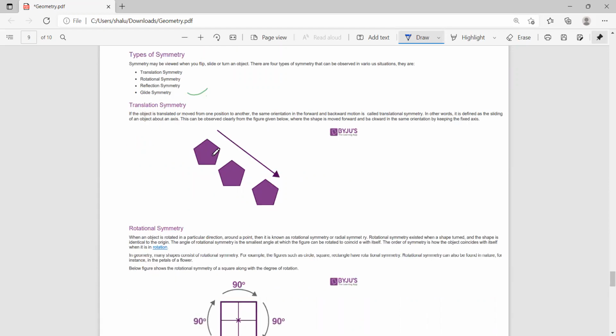So let's first see translation symmetry. If an object is translated or moved from one position to another, with the same orientation in the forward and backward motion, it is called translational symmetry. In other words, we define it as the sliding of an object along an axis, let's suppose this axis. If we slide it along this axis, slide meaning move it along this axis, then this kind of symmetry is called translational symmetry. Okay.